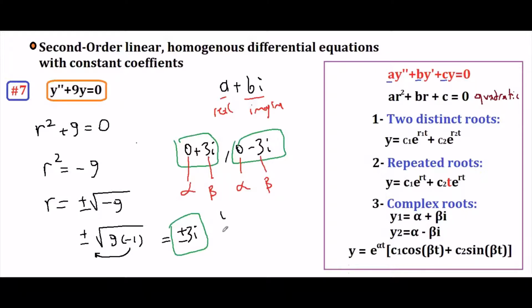Our general solution will be y equals e to the, instead of alpha, we have 0t, times c1 cosine of 3t plus c2 sine of 3t. And e to the 0 is 1, so 1 times this will not change, so our general solution is y equals c1 times cosine of 3t plus c2 times sine of 3t.